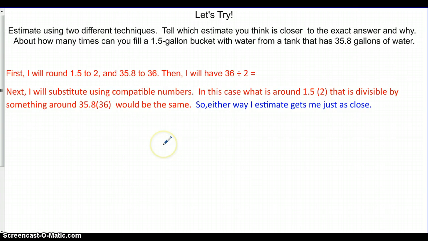Next, I will substitute using compatible numbers. In this case, what is around 1 and 5/10? That's 2. That is divisible by something around 35 and 8/10. That's 36. So, which is the same. So either way I estimate gets me just as close.